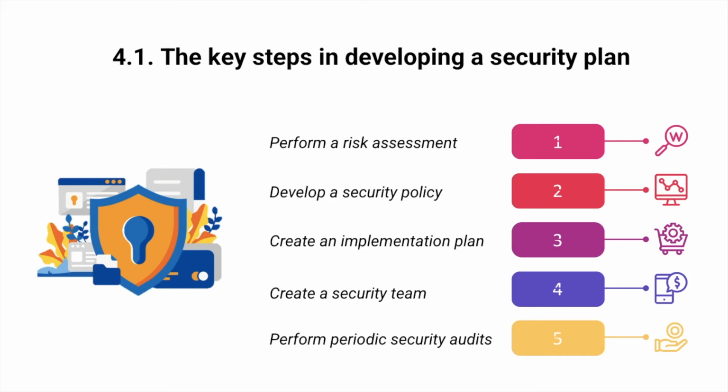The next step is to create an implementation plan, a plan that determines how you will translate the level of acceptable risk into a set of tools, technologies, policies, and procedures. Next is to create a security team, and the final one is to perform a periodic security audit, which is a routine review of access logs and any unusual patterns of activity.